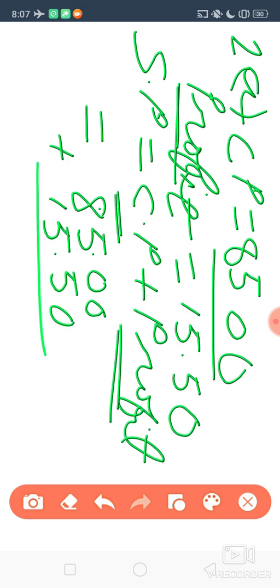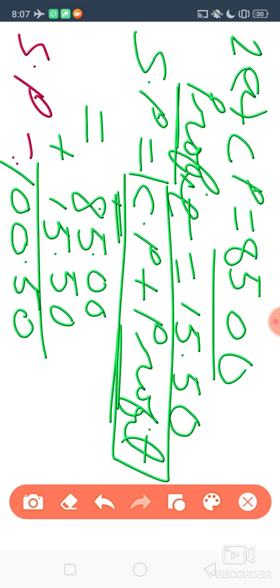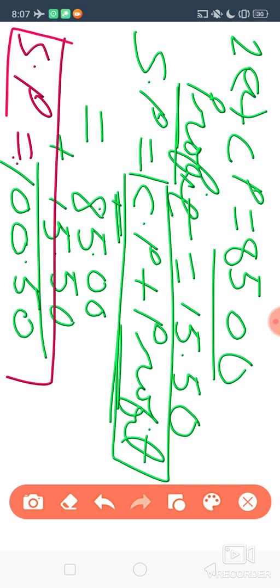Now we'll add it, because here it is addition. So 0 plus 0 gives 0, 0 plus 5 gives 5, and here a decimal is there, we'll put the decimal here. 5 plus 5, 10, 0 will be there, and 1 carried. So 8 plus 1 is 9, and 9 plus 1 carried is 10. So how much will we get? 100.50. So selling price, how much are we getting? 100.50 rupees. I hope it is clear to you.